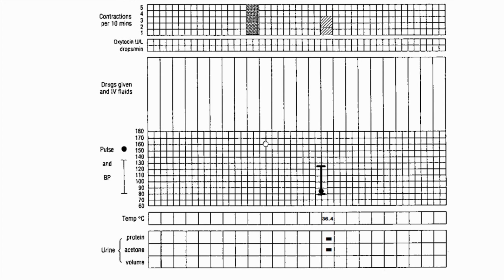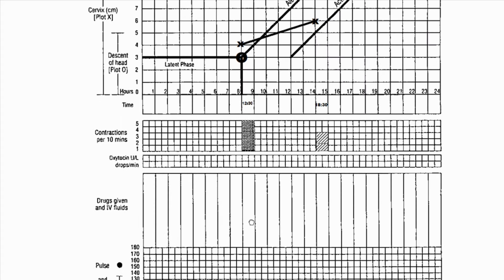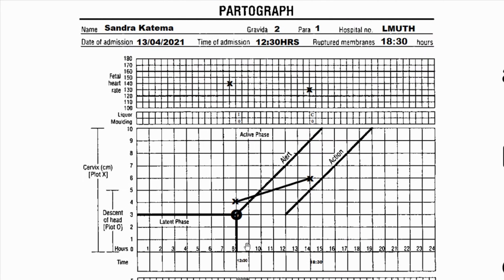And then they didn't give us any information on the temperature, blood pressure, pulse, or any urinalysis at this stage. Then 6 hours later, if we count from 12:30, 1, 2, 3, 4, 5, 6, so 6 hours later, that's around 18 hours 30. The membranes ruptured. We're not really sure if they ruptured at that time, but we shall assume that they ruptured at that time. Then the liquor was clear. There was no molding. The heart rate was at 130, so you plot that at 130.